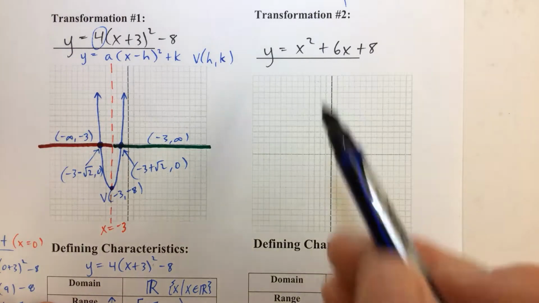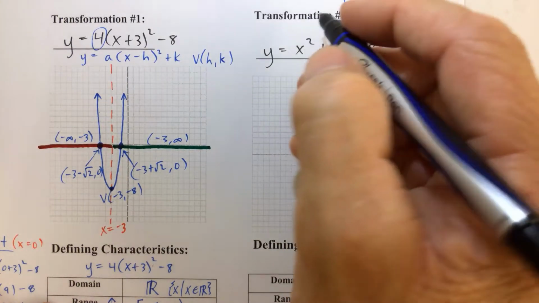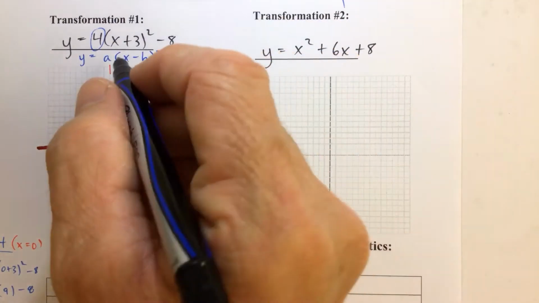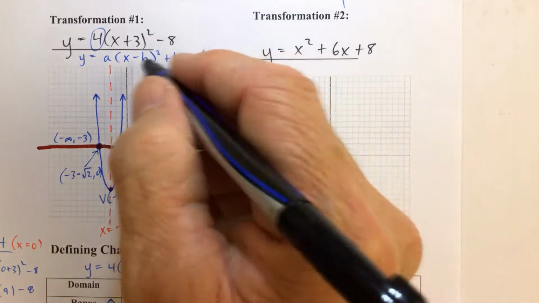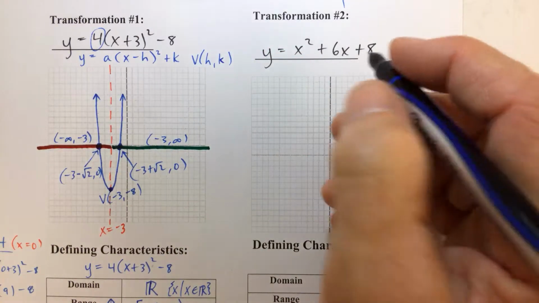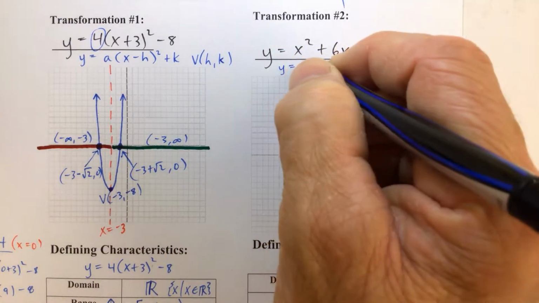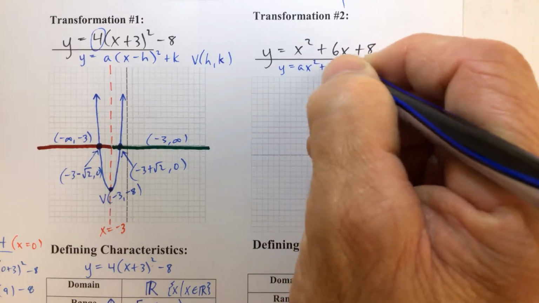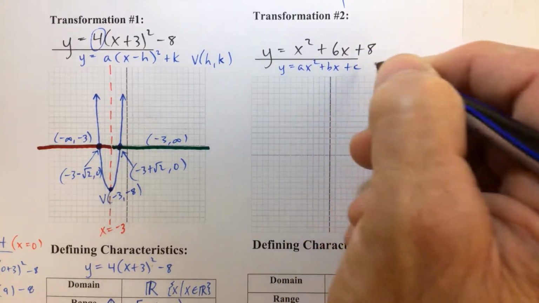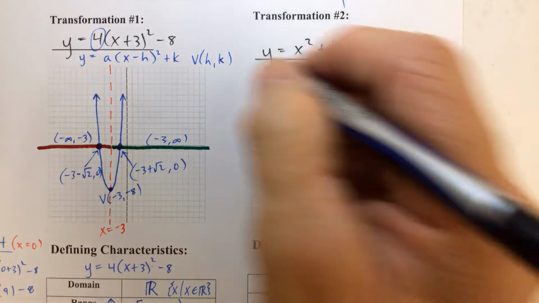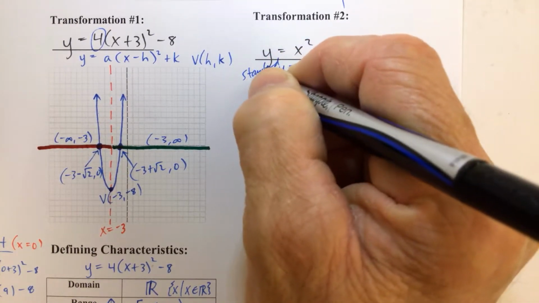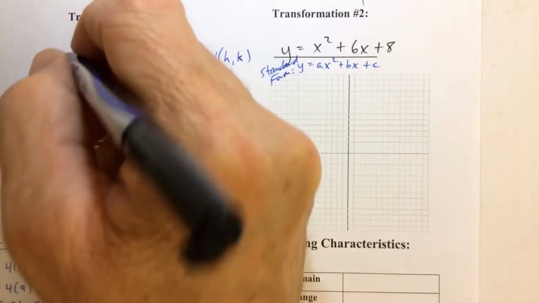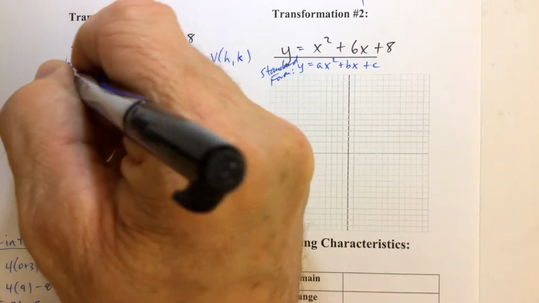For transformation number 2, we can see we have standard form instead of vertex form. So again, h and k, when you can identify the vertex by looking at the equation, that's called vertex form. Otherwise, we have the form y equals a times x squared plus b times x plus c, and that's standard form. And over here, that's vertex form.